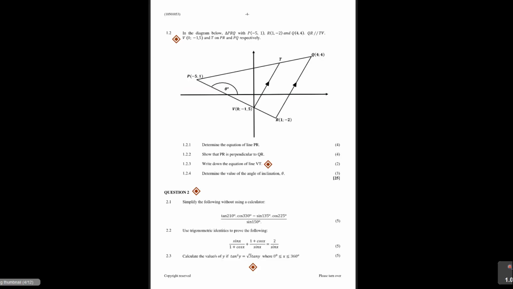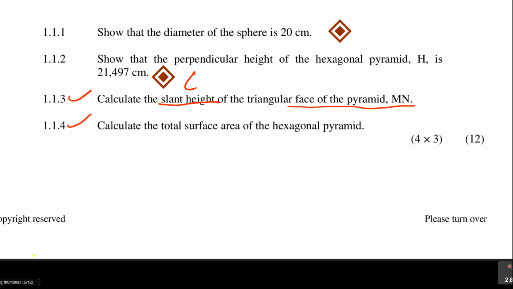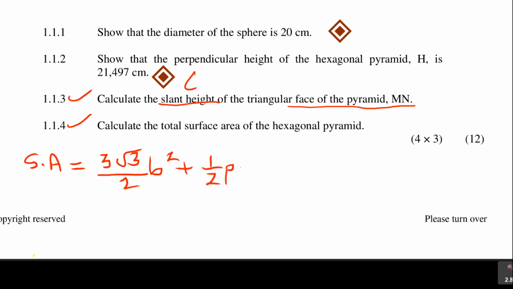Now if you go to the formulas again, look at number 6. That's where we use number 6, the surface area of the hexagonal pyramid. They say it is 3 root 3 over 2 b squared plus half pl. So if I use that formula, I will just write it down: surface area is equal to 3 root 3 over 2 b squared plus half pl. Let's check if I did it right.